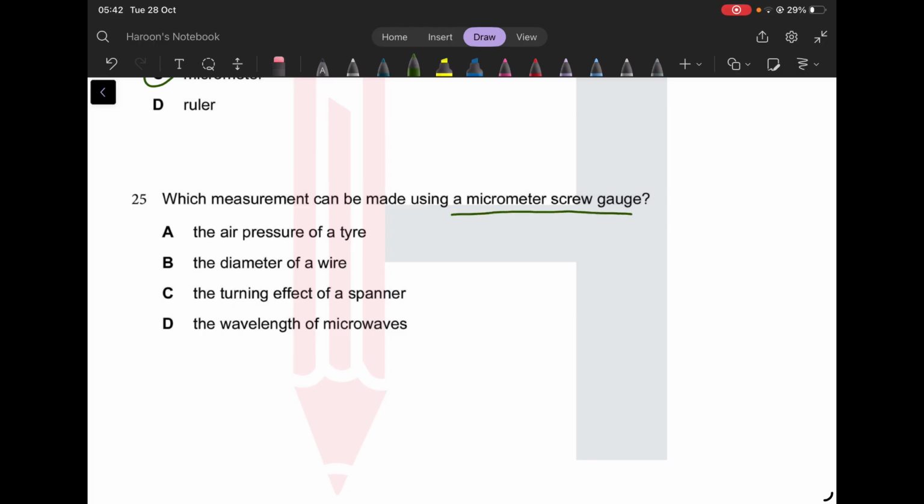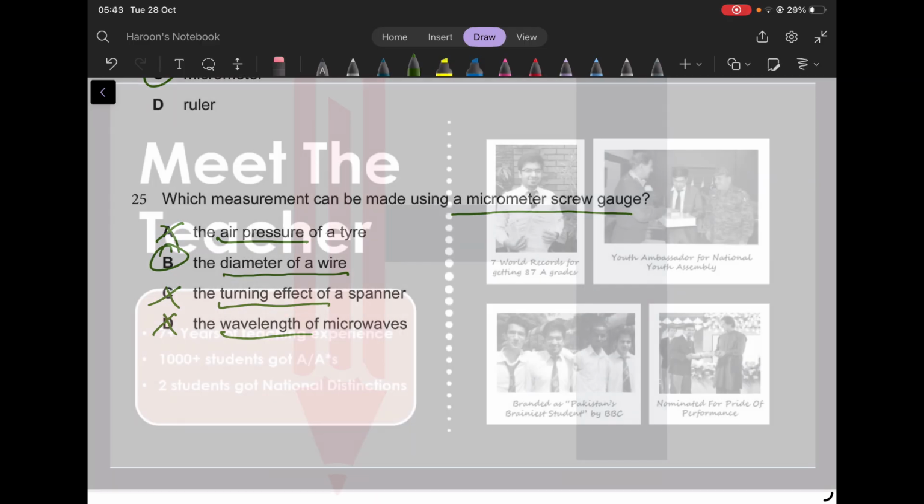So micrometer screw gauge basically measures length for us. So air pressure in A, no. And in C, turning effect of force, no. Wavelength, no. This is not length of a wave. This we use a different tool for it. We can't use a length measuring tool basically to measure wavelength of microwaves. So for B, you can see diameter of a wire. This is the length. So B is the correct answer.